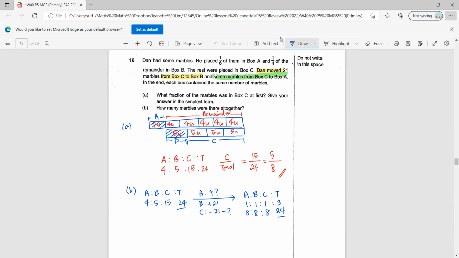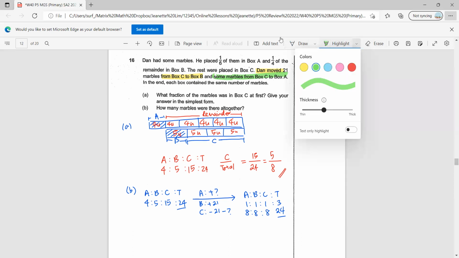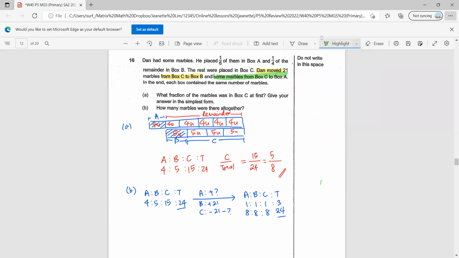How many marbles were there altogether? Now let's take a look at this one. B. B from 5 units, if you add 21, you end up with 8 units. So what is 21? It is 3 units. Why don't I use A or C? Because A got question mark, C also got question mark. I don't know what number is that, right? So I use B. So 3 units is 21. 1 unit is 7. Marbles altogether, total is 24 units.